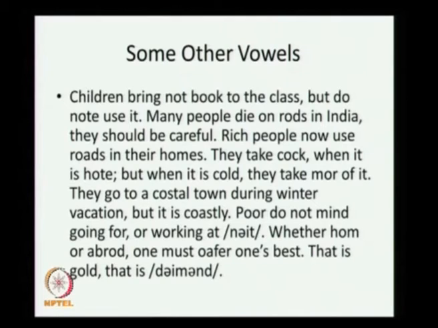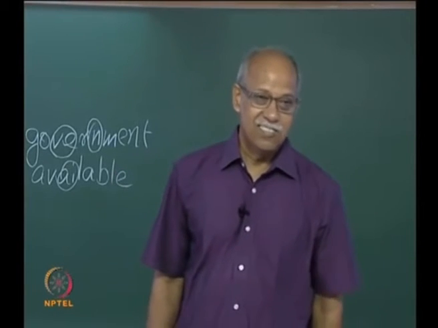Irfan, go on. Many people die on roads in India. What should it be? Roads in India. Okay, go on. They should be careful. Okay. Rich people now use roads in their homes. Actually, it should be rods, because concrete houses require iron rods. Okay. They take coke. What should it be? It should be coke. Okay.